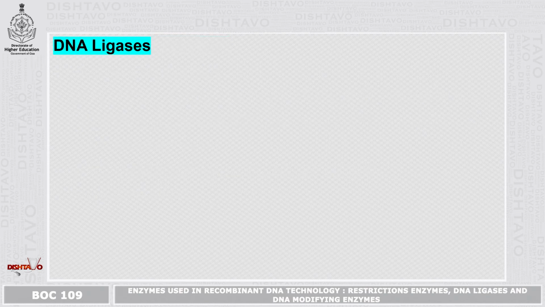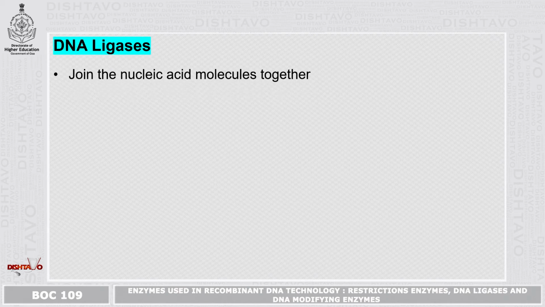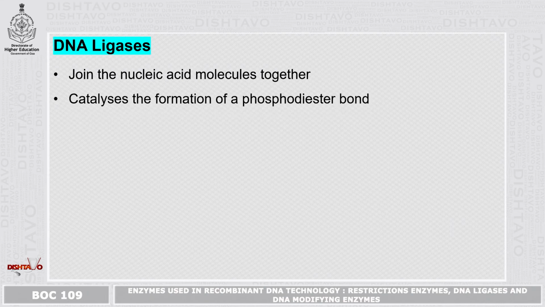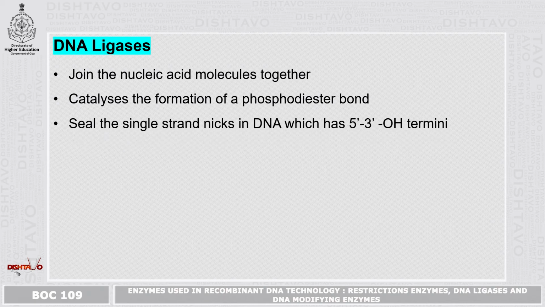Now let us study about DNA ligases. Ligases are enzymes that join nucleic acid molecules together. They can join both DNA as well as RNA. DNA ligase is an important cellular enzyme as it catalyzes the formation of phosphodiester bonds. In genetic engineering, it is used to seal discontinuities in the sugar phosphate chains that arise when recombinant DNA is made by joining DNA molecules from different sources.